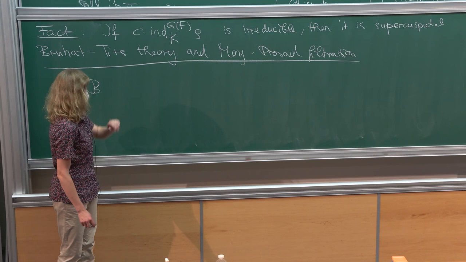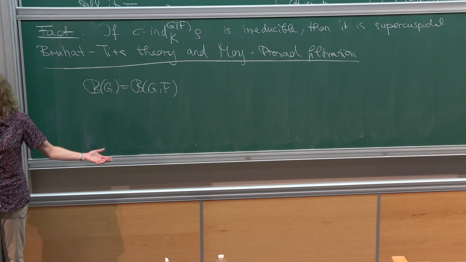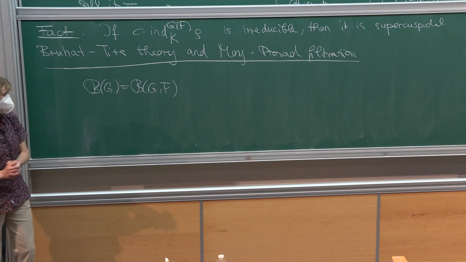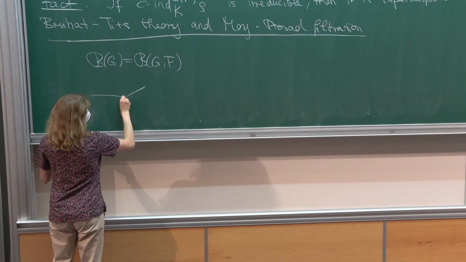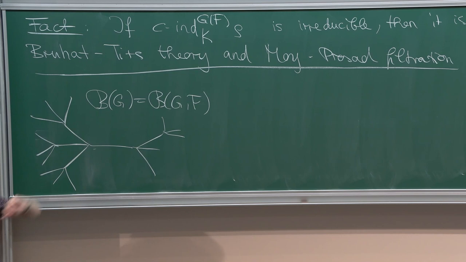The Bruhat-Tits building, I write it as B of G or B of G F. What is this? Well, it's a building. But what is a building? A building is a lot of real vector spaces of the same dimension that are glued together. So, for example, it's a lot of lines that are glued together, which is an infinite tree. So, a lot of real lines that are glued together, that's a Bruhat-Tits building.